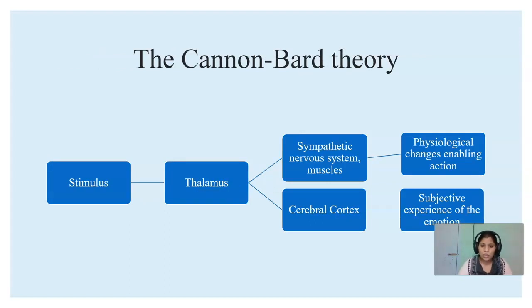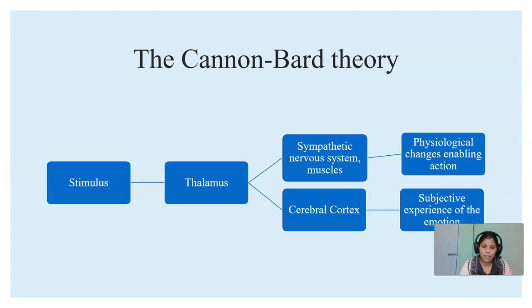Next, the second theory, given by Bard. According to them, the perception of physiological changes and the labeling of emotion, the subjective experience of emotion, occur simultaneously. So it is a bit different from the James-Lang theory. In the James-Lang theory, first we perceive the physiological changes and then we subjectively experience the emotion. But in the Bard theory, the perception of physiological changes and the subjective experience of emotion occur simultaneously.